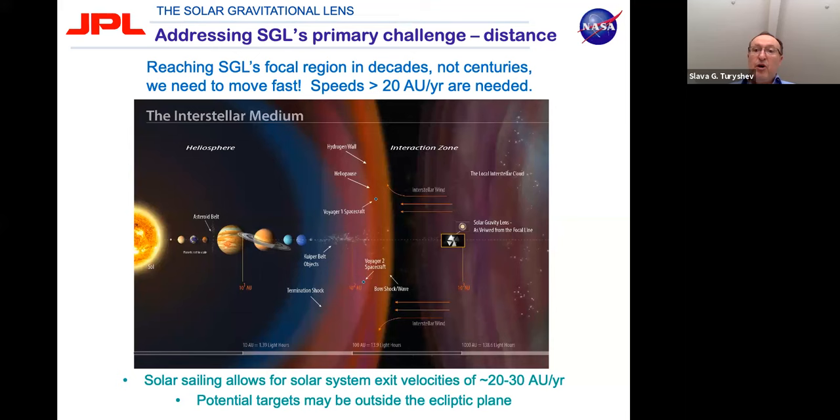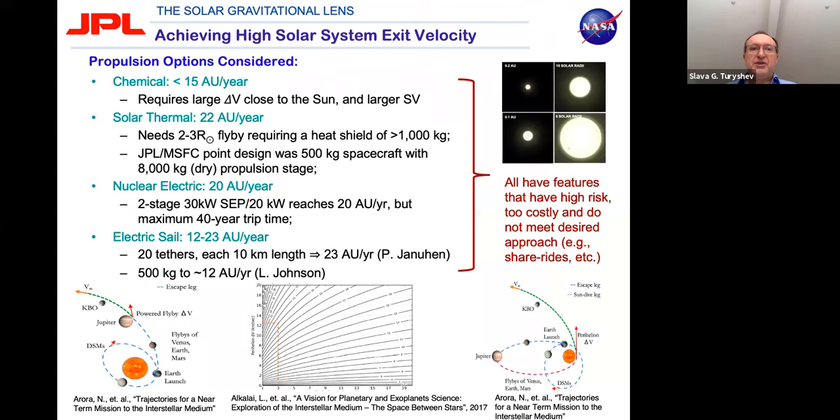For that, we looked at a number of technologies. With chemical propulsion, even if you use the current Falcon Heavy, or maybe even Starship that is being developed, we can get velocities of roughly 15 AU per year, but that requires a very close flyby around the sun with very heavy shielding and a very large solid rocket motor. This is very challenging, but can be done. Solar thermal has a lot of issues as well, it's a heavy spacecraft. There are lots of things we can contemplate, but what we think is that solar sailing would be the best technique to use for this purpose.